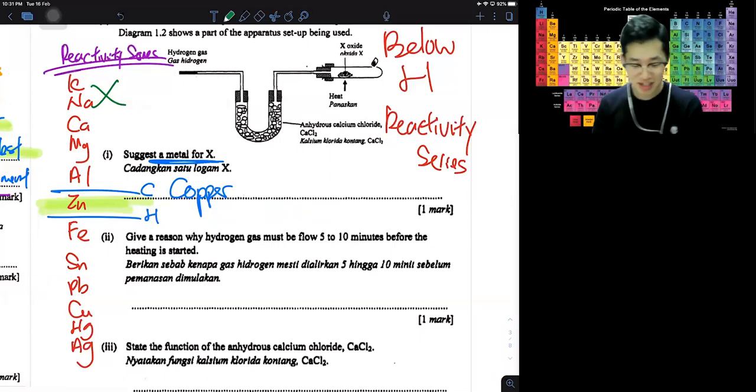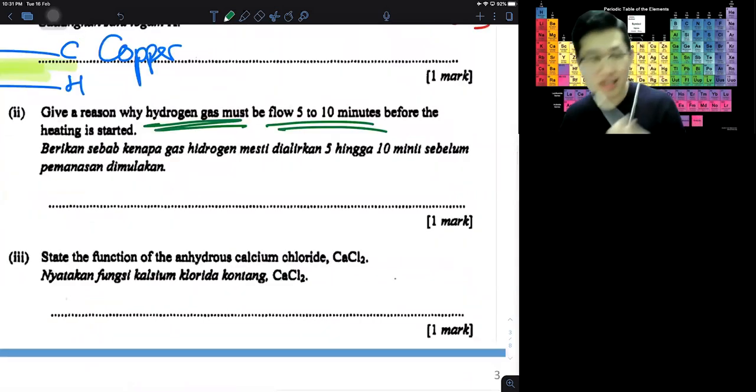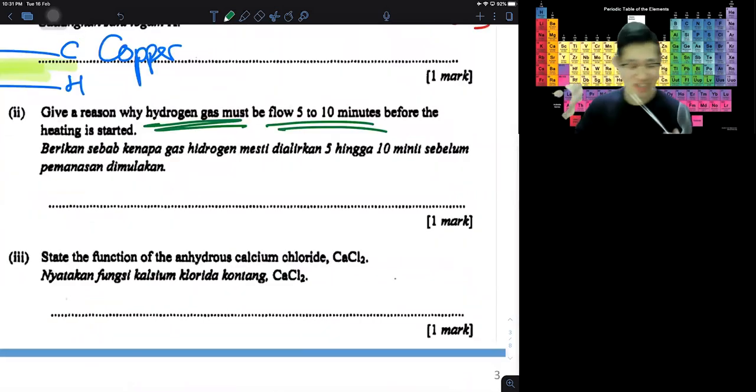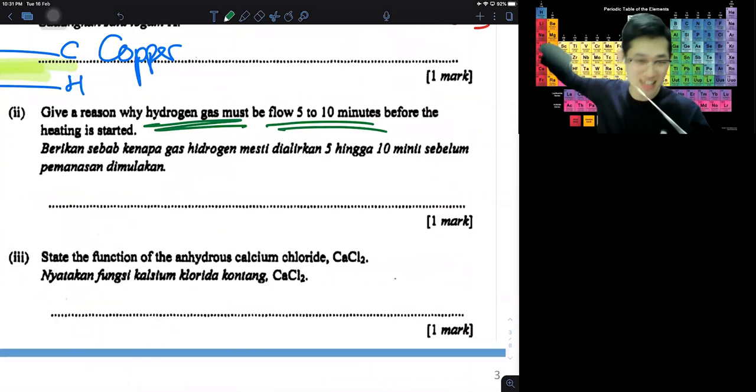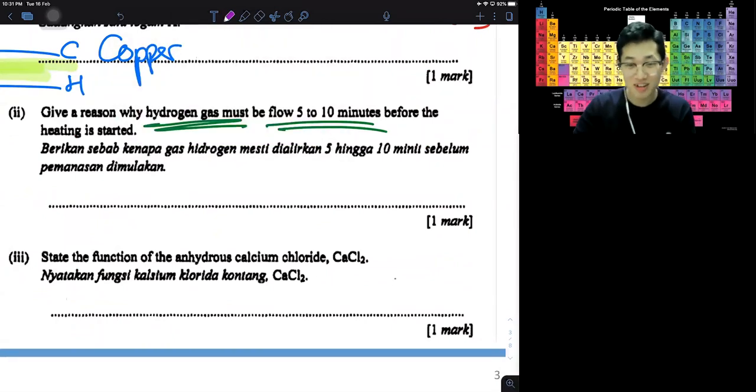Explode, yes, correct. Give a reason why hydrogen gas must be flow 5 to 10 minutes before heating. So you do these steps. Okay, sorry, I remember Isabel said louder. Okay, very loud already. My mom also can hear. Okay, later she come and slap me. Why am I shouting like at 10 o'clock? Okay.